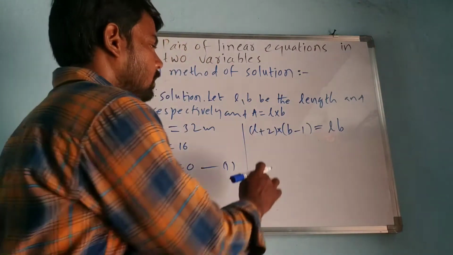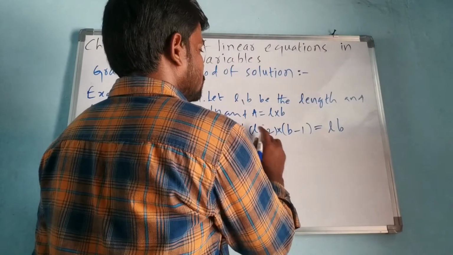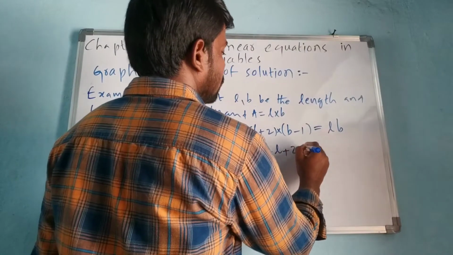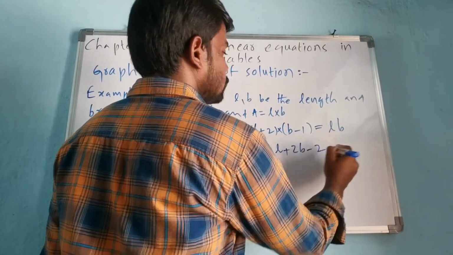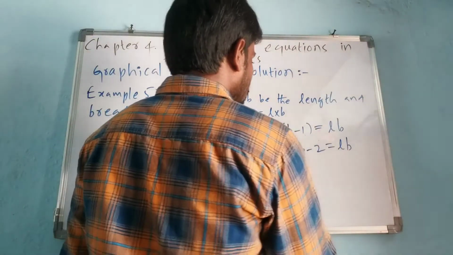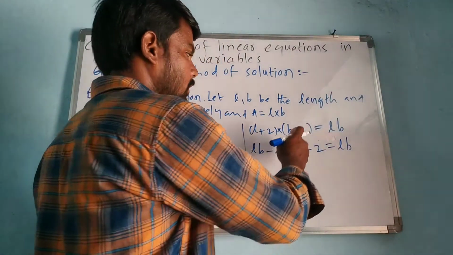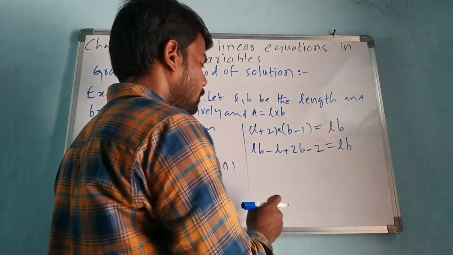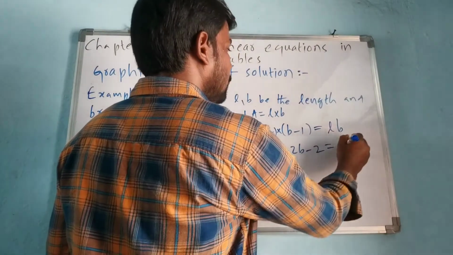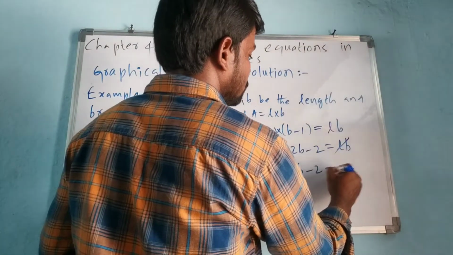So let us simplify. L into B, LB, plus into minus, minus L into 1, minus L, plus 2 into B, 2B, plus into minus, minus 2. And on the right side of the equation we have L into B. So this LB transposed to the left side becomes minus LB. LB minus LB gets 0. So we have minus L plus 2B minus 2 is equal to 0.